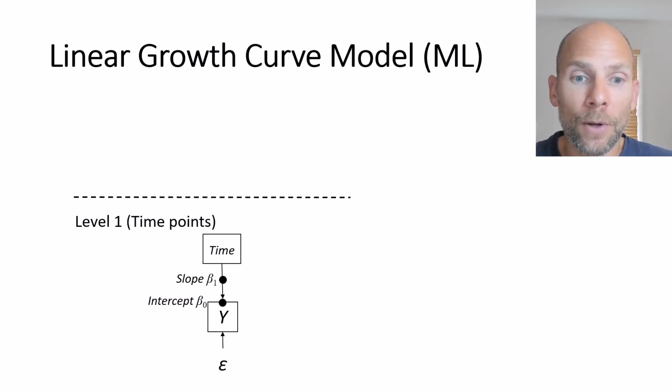The dot on the arrow from the predictor time to y indicates that the regression of y on time has a random slope, and that random slope, as we will see later, represents the latent slope factor, the linear slope factor in our growth curve model. Furthermore, this regression of y on time also comes with a random intercept beta 0, and that represents our latent intercept factor in the growth curve model. And there's an error term epsilon that represents measurement error.